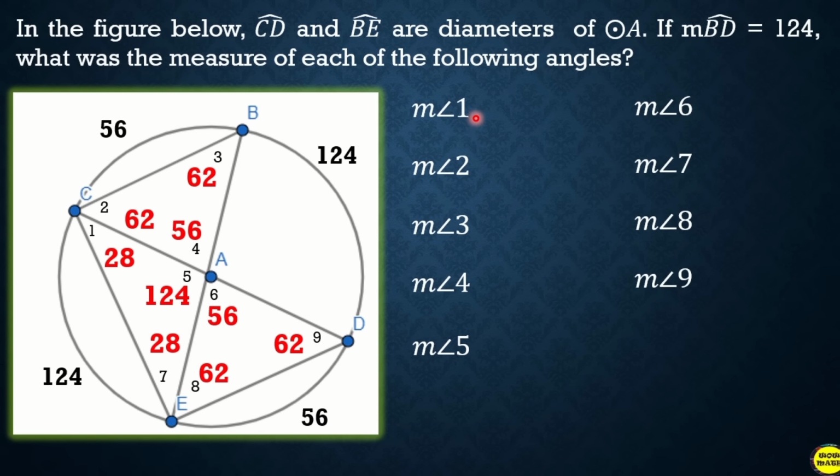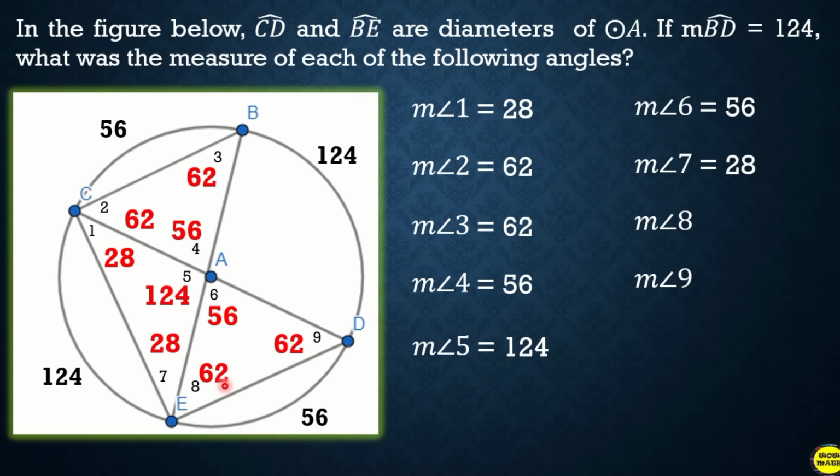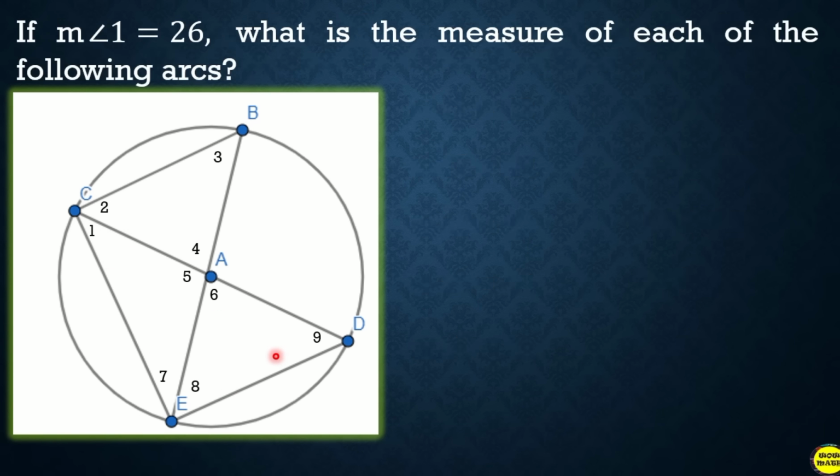So the measure of angle 1 is 28. Okay? The measure of angle 2 is 62. The measure of angle 3 is 62. The measure of angle 4 is 56. The measure of angle 5 is 124. The measure of angle 6 is 56. The measure of angle 7 is 28. Measure of angle 8 is 62. And last, the measure of angle 9 is 62.